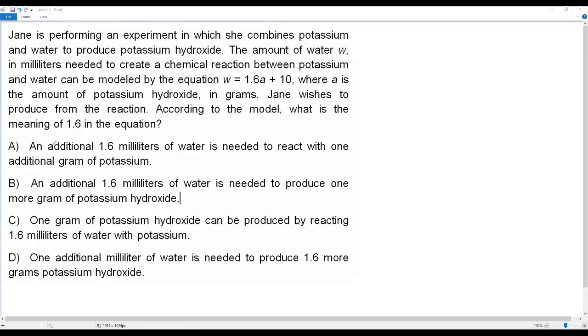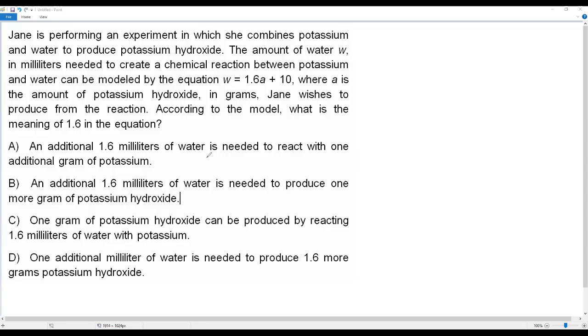The first answer choice, option A, says an additional 1.6 milliliters of water is needed to react with 1 additional gram of potassium. Option B says an additional 1.6 milliliters of water is needed to produce 1 more gram of potassium hydroxide. Option C says 1 gram of potassium hydroxide can be produced by reacting 1.6 milliliters of water with potassium. Option D says 1 additional milliliter of water is needed to produce 1.6 more grams of potassium hydroxide.